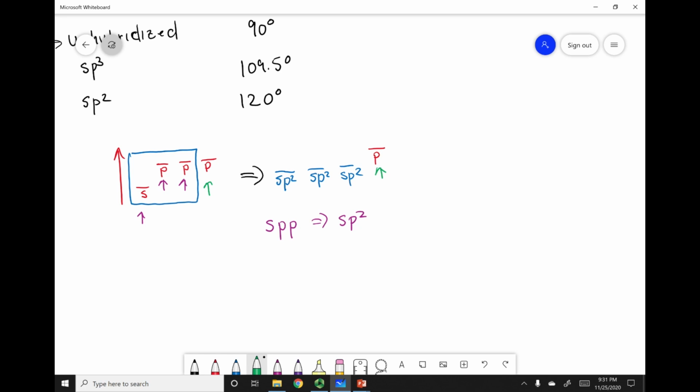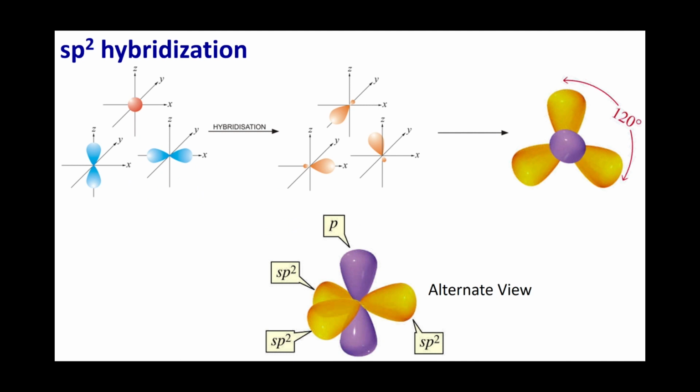I'm going to take an s orbital, a p orbital, and a p orbital, mix these waves together, and generate 3 sp2 orbitals, or 3 sp2 waves. The p orbital that I didn't touch remains the same and maintains its properties. You can see this mixture taking place on this slide. Here's my s, p, and p, and I'm going to mix them.